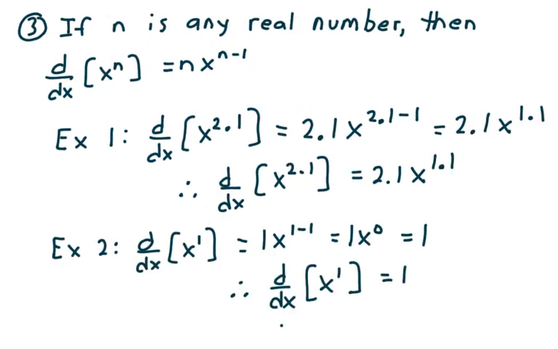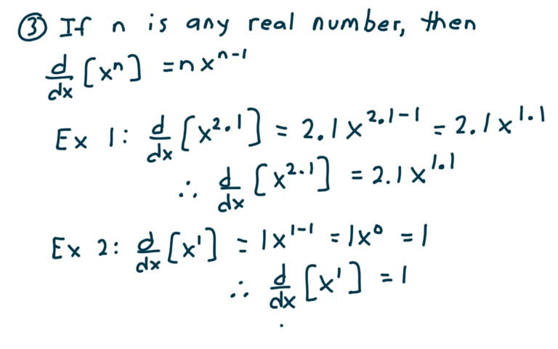Rule number 3, and I have some examples worked out here. This is the generalized version of the power rule, and it says if n is any real number, then the derivative of x to the n with respect to x is equal to nx to the n minus 1. And remember, n can be anything. It could be a square root, like square root of 2. It could be pi. It could be e. It could be anything. So let's take a look at a couple of examples here.